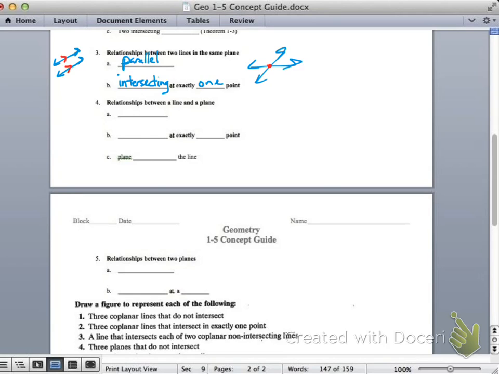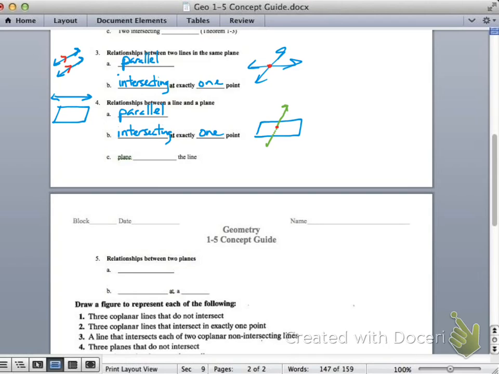If you have a line and a plane, number 4 here, a line and a plane can be parallel. Imagine this: imagine the floor as a plane, and then a line that's in the ceiling, like in the ceiling tiles or the corners of the wall. The line on the ceiling and the plane of the floor, they will not intersect. They're parallel. They can also intersect at exactly 1 point. Okay?